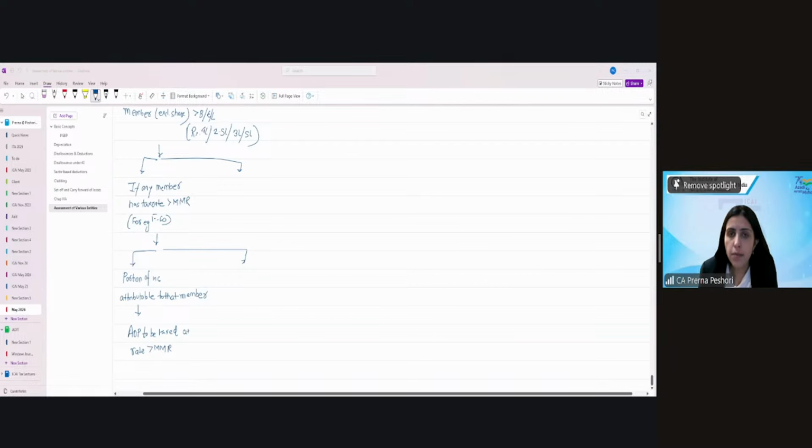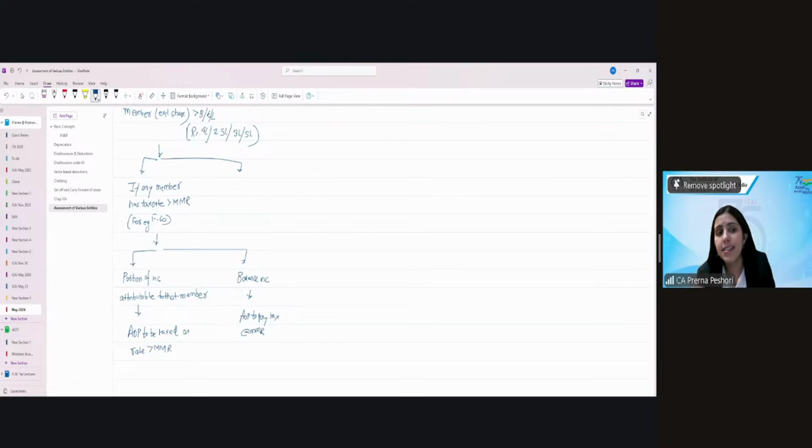Right? So whatever portion of income of that member will be, to that extent, the AOP will be taxed at the rate greater than MMR, whichever rate is applicable to that member. The balance income, AOP to pay tax at the rate of MMR. So if any member has a tax rate greater than MMR, then the portion of that member's income will be taxed in the hands of AOP at the rate applicable to that member. Balance income will be taxed at MMR.